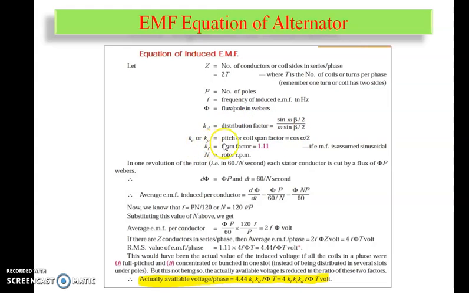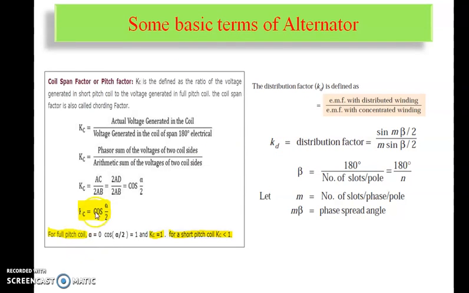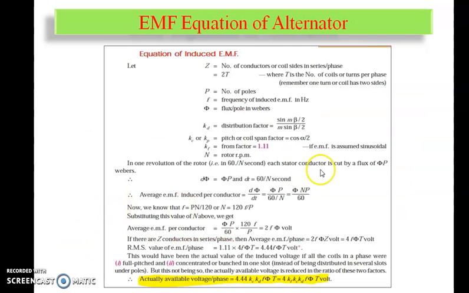Kc, the coil span factor, equals cos alpha by 2. Already we have seen this in the diagram. Now Kf is the form factor, 1.11 for RMS EMF, and n equals the rotor RPM, that is the speed of the alternator. In one revolution of the rotor, that is in 60 divided by n seconds, each stator conductor is cut by flux of phi P webers.